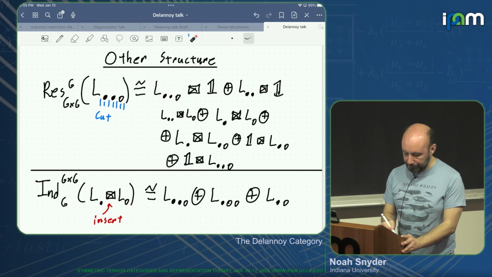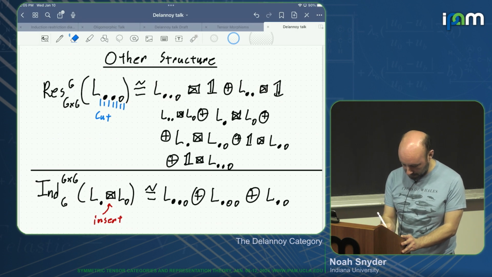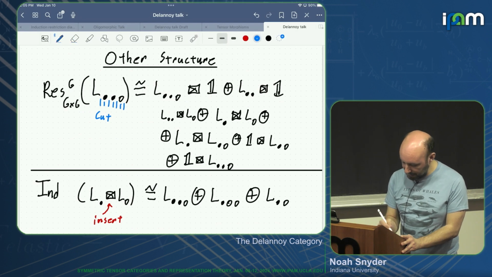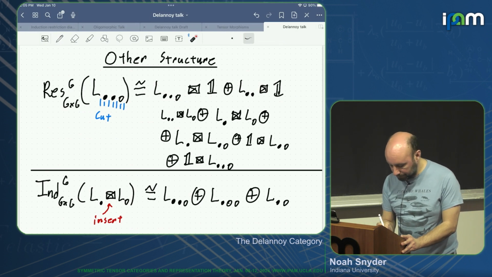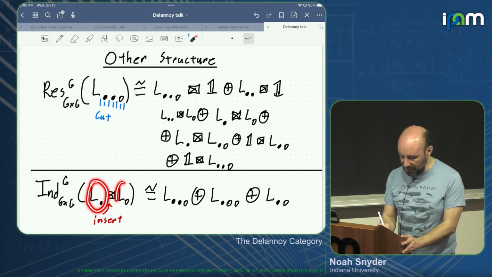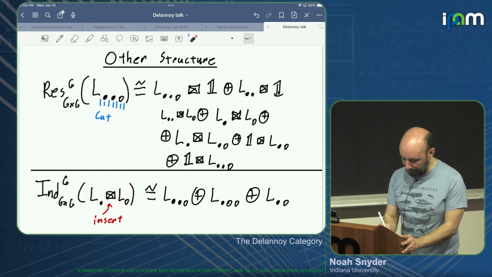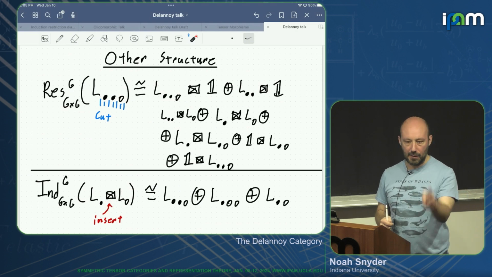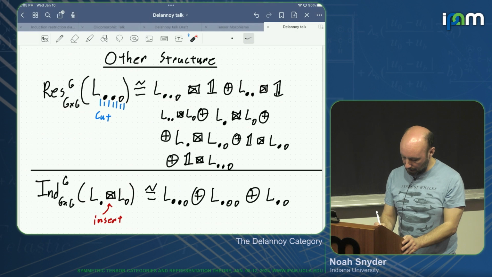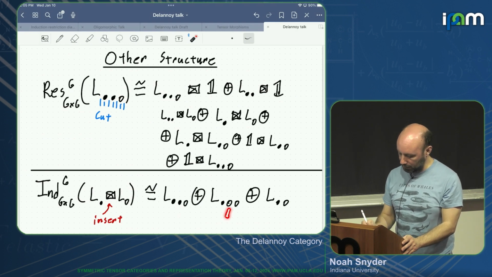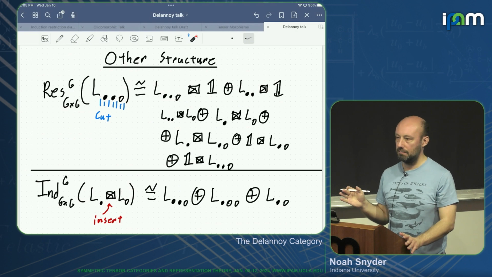I got confused about which one is bigger. Anyway, if I want to do induction from G cross G to G, I start with a representation of G and another representation of G, and what I do is I put this word next to that word, and I possibly insert in the middle either one black dot, one white dot, or nothing, okay? So here I inserted just a black dot, here I inserted just a white dot, and here I inserted nothing at all, okay?